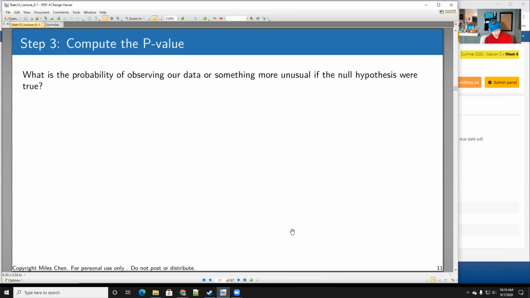All right, so we would go through and calculate the p-value, which is the probability of observing our data or something more unusual if the null hypothesis were true.